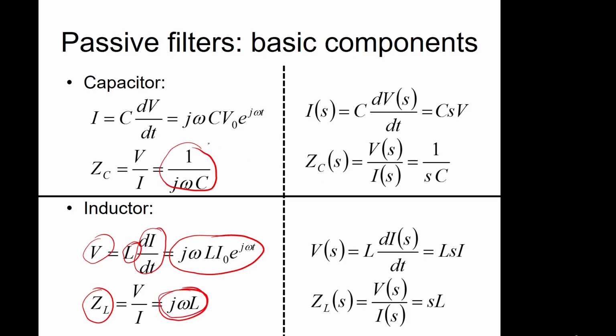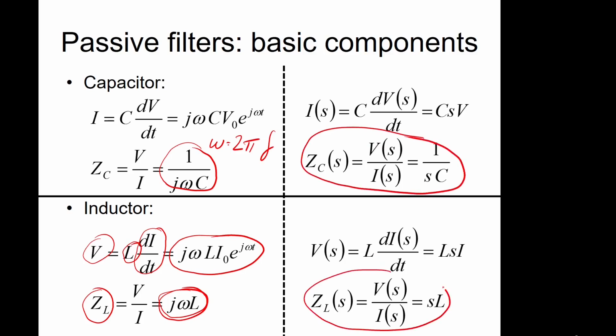So this is in the frequency domain. So we've got omega equals 2 pi f. So we're talking about that in terms of frequency. We can also work in the Laplace domain. And in the Laplace domain, it's represented by these terms here. So the impedance is 1 over SC for the capacitor, and for the inductor, the impedance is SL.